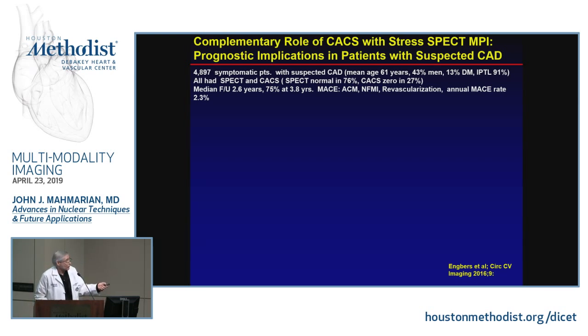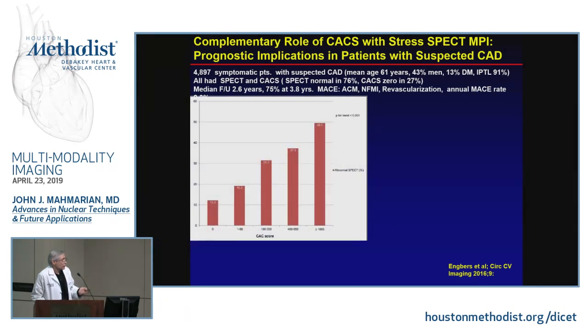75% out to about 3.8 years. They looked at different MACE: all-cause mortality, non-fatal MI, and revascularization, for an annualized event rate of 2.3. This is looking at calcium scoring versus abnormality on SPECT.